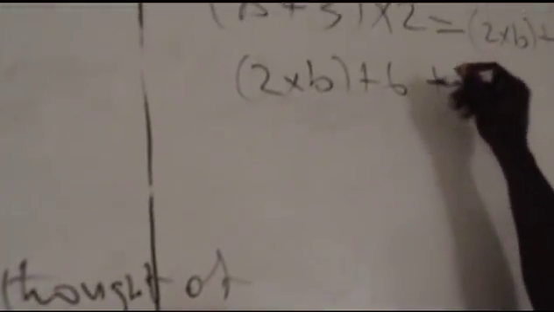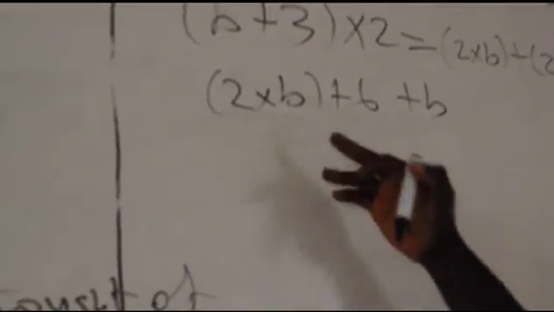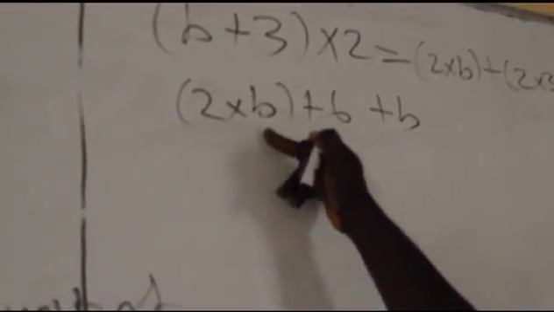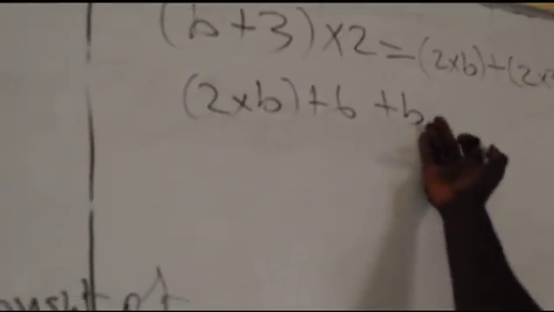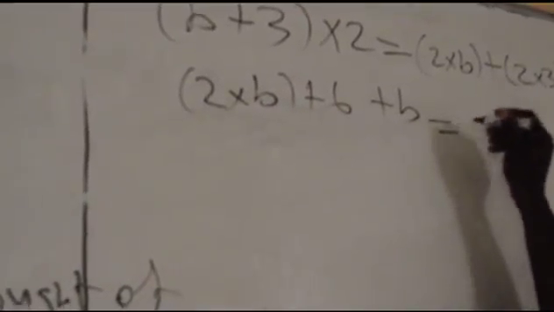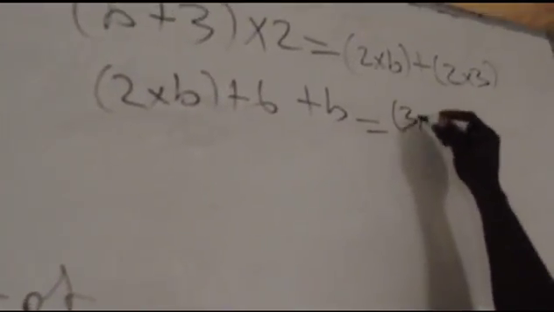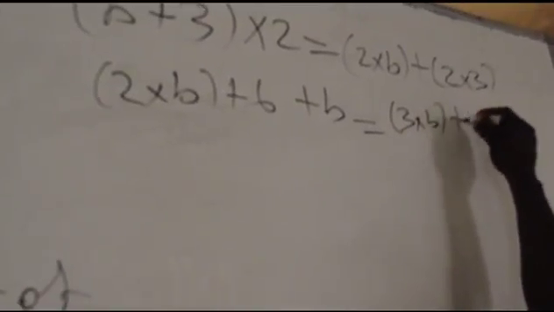So here, add the number you first thought of, and the number we first thought of is b. So 2 times b plus 6 plus b. So if you look at it, you notice that there is b here and there is b here. So you carry this one to the right hand, and that will be equal to 3 times b plus 6.